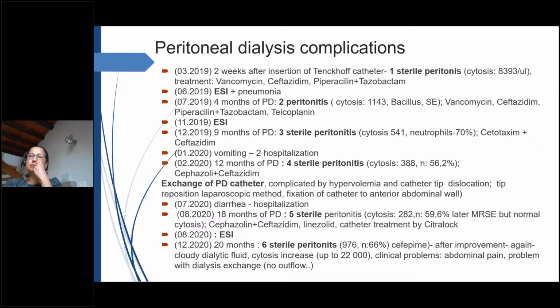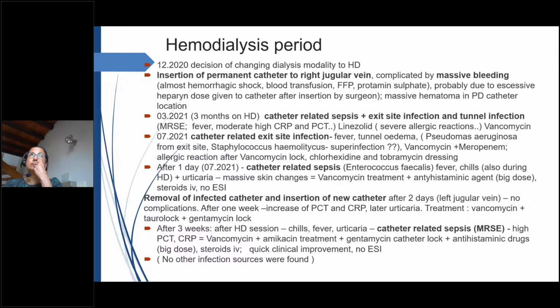at the end, after 6 episodes of peritonitis with no improvement after our treatment, we had really great problem with the dialysis culture. So we didn't find the cause, but still the cytosis increased and he started to have clinical problems and of course abdominal pain. So we decided, he was at this age approximately 3 years, so we decided to change to hemodialysis.